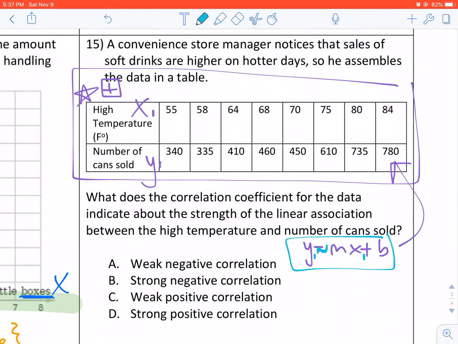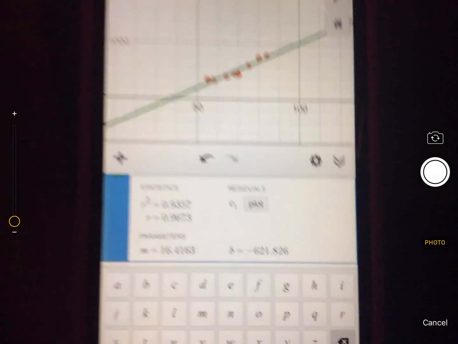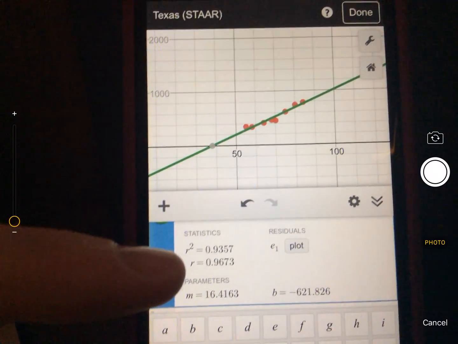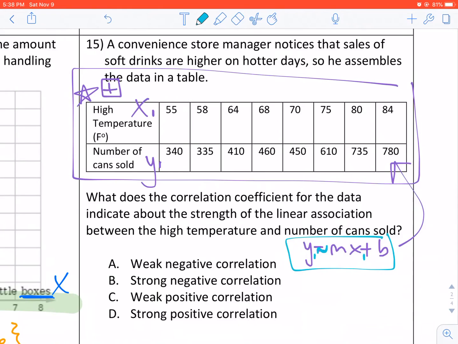And when you type that in, it will put a line through all of your dots, and it also gives you your R value. So what we're going to do is look at that R value right here, and it's 0.9673. So 0.9 for our R value is very close to 1, and 1 means that our line goes perfectly through all of our dots. And so this is very close to that, which means it's going to be very strong.